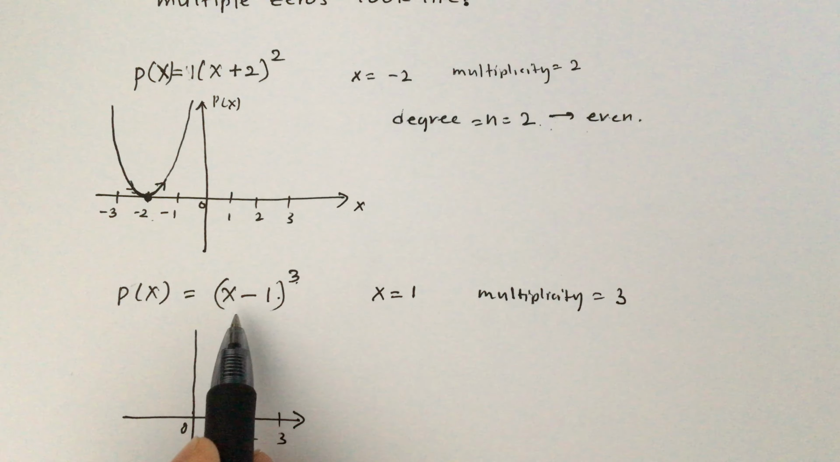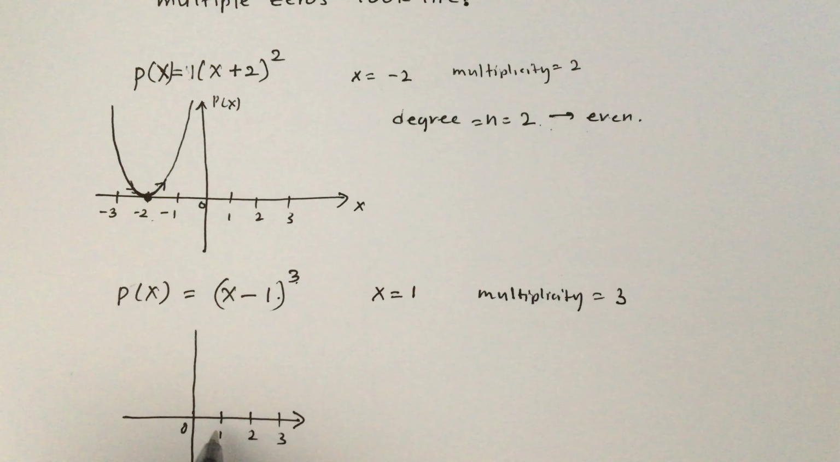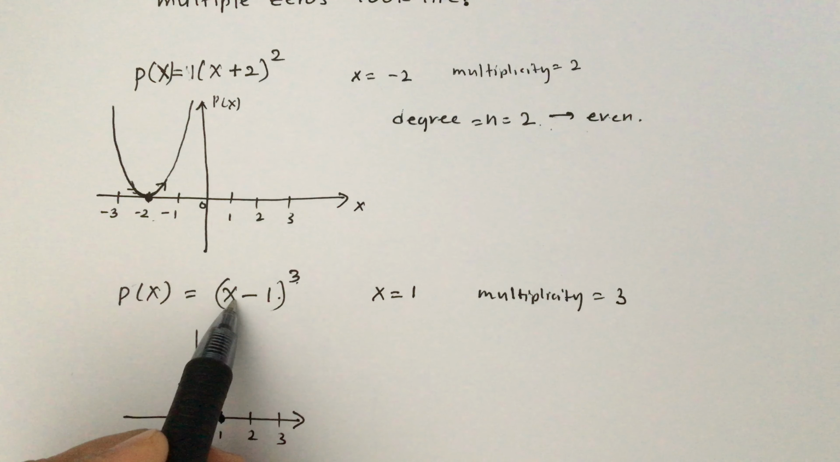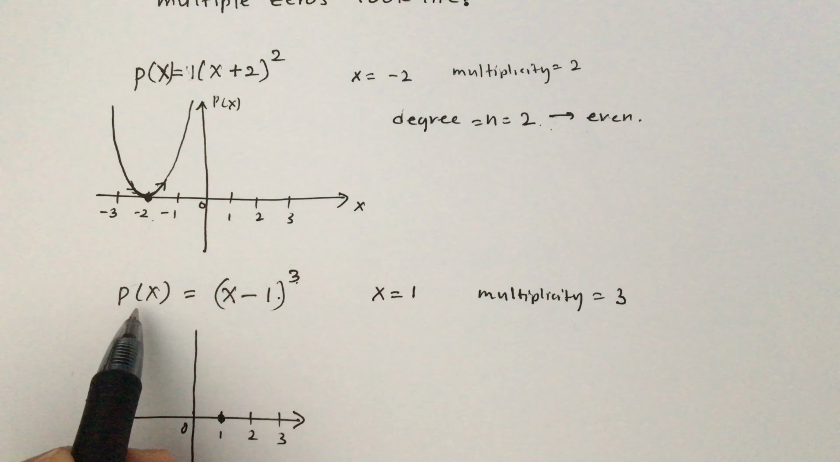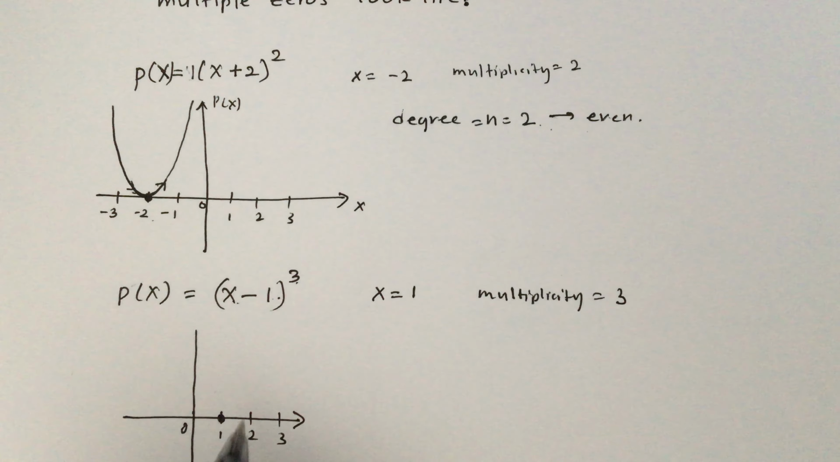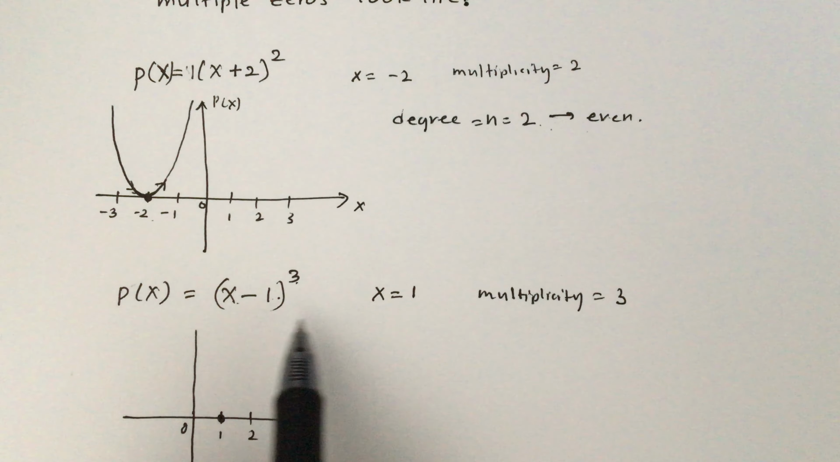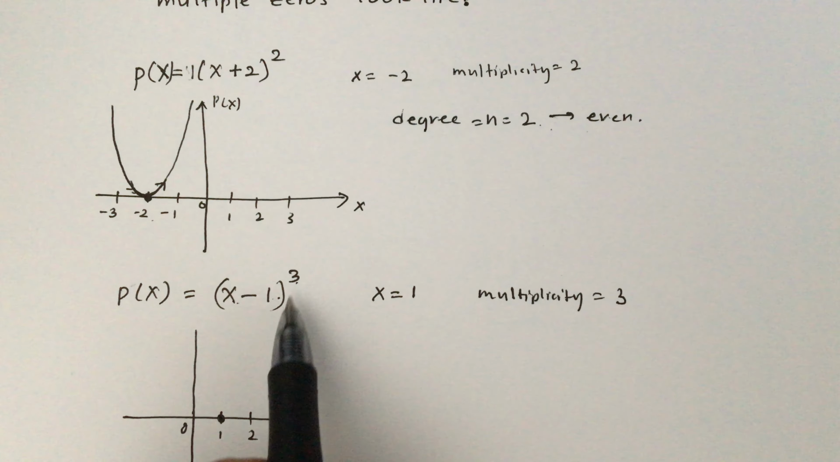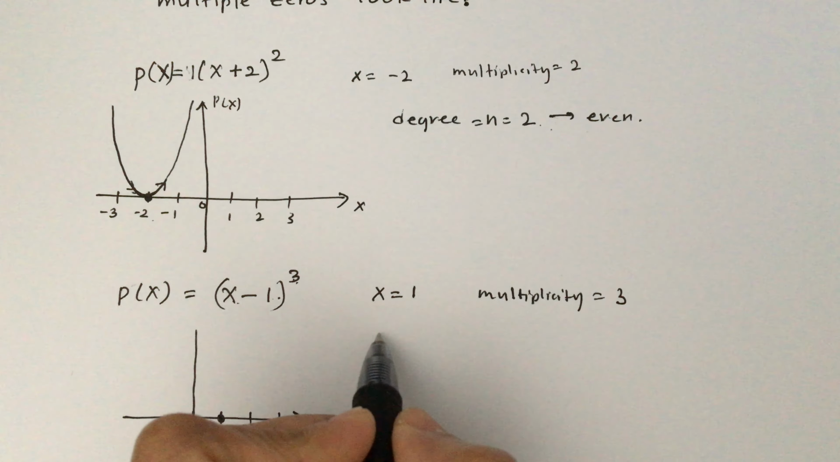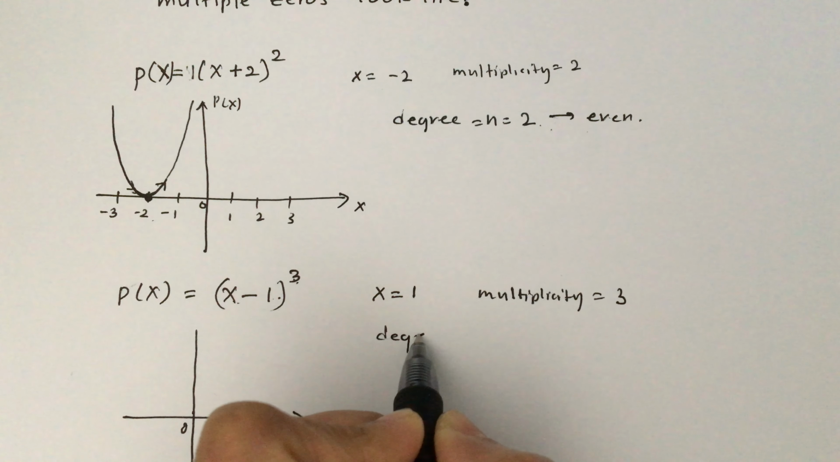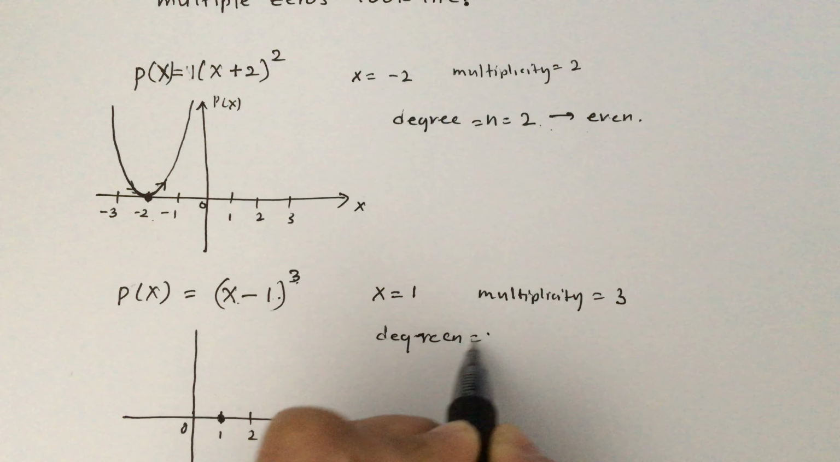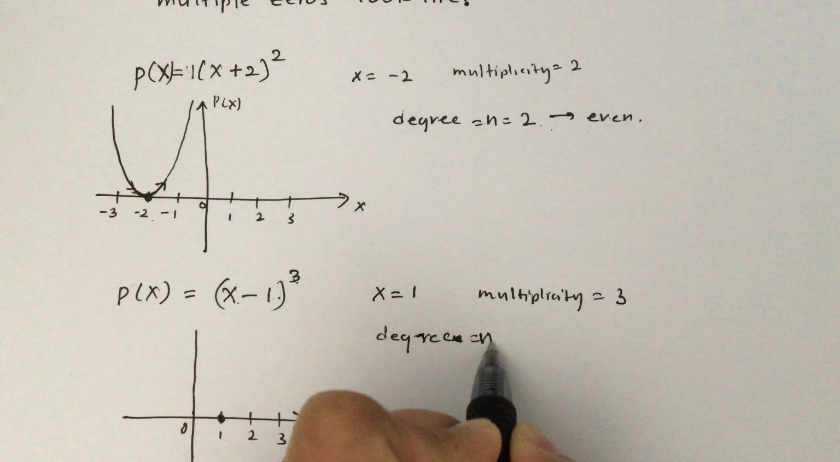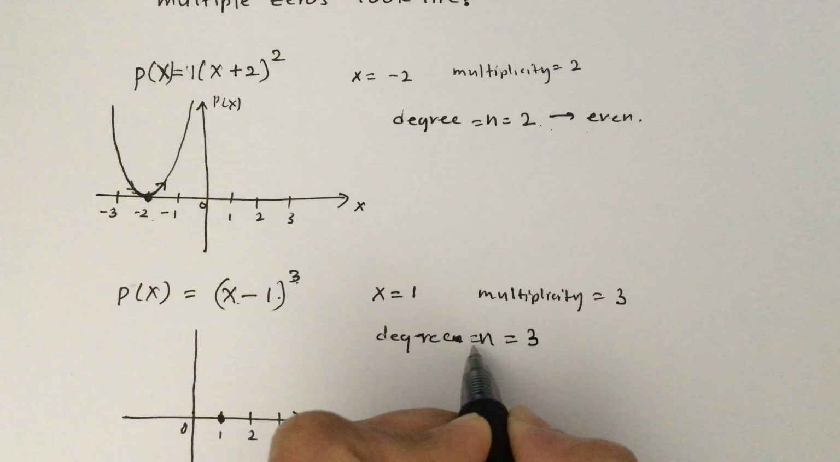So at x equals 1, at this point you have a 0, right? If you substitute 1 for x, then your polynomial equals 0. 1 minus 1 is 0, right? So at x equals 1, your polynomial value is 0. And what will happen here, you have this power, this cubic polynomial. The degree is n equals 3, right?